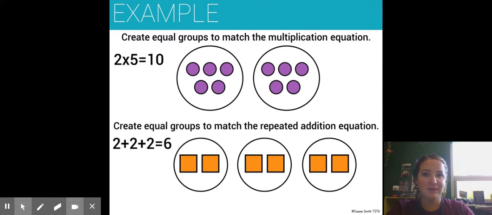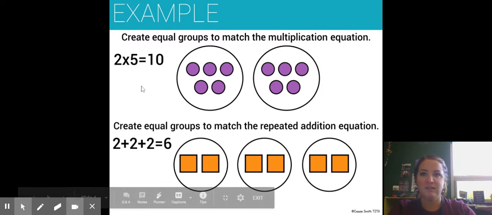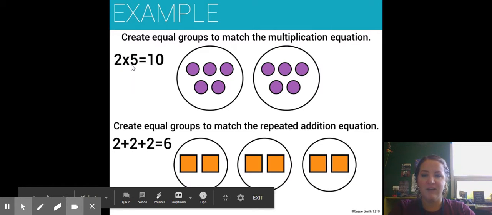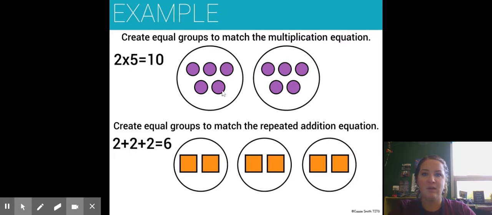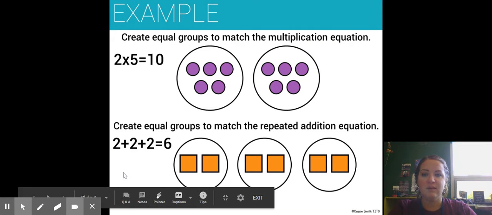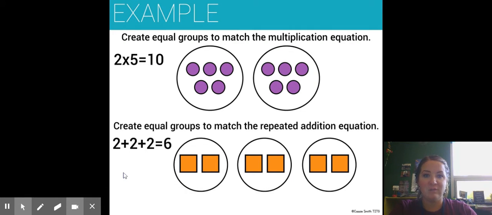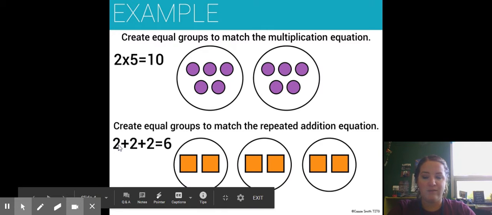So what you are going to be doing today is creating equal groups to match the multiplication equation. You'll get a multiplication equation kind of like this, 2 groups of 5. And so you'll have to make 2 groups and put 5 in each group and find that total. Here's how we create equal groups to match repeated addition equations. You might have a repeated addition equation that looks similar to this, 2 plus 2 plus 2. So we would make 3 groups because we have 1, 2, 3 groups of 2s.